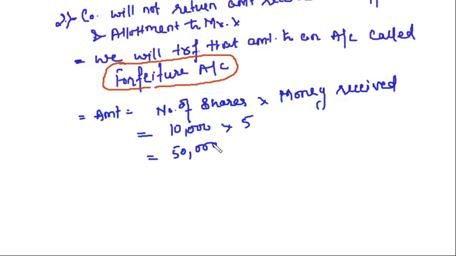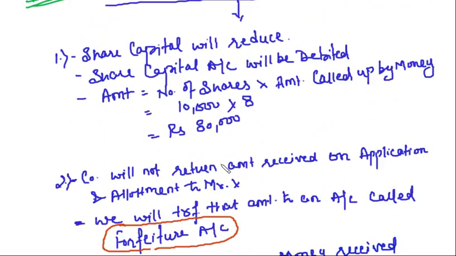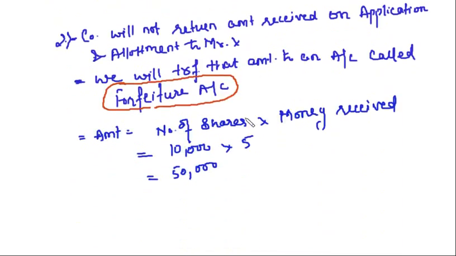So two things are clear. One is our share capital will reduce. Share capital account will be debited with the amount that has been called up by the company. Clear? Second is the company is not going to return the amount that has been received from Mr. X on application and allotment. Instead, we are going to transfer that amount to a separate account known as forfeiture account. And this account will be credited with the amount that has been received by the company. Right?